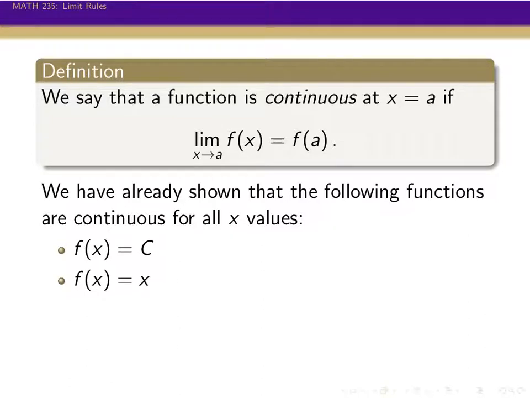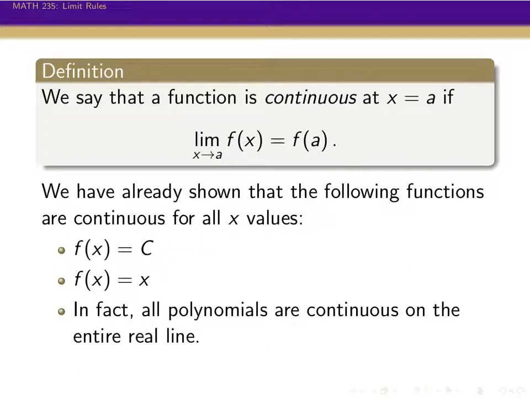f of x equals x. We showed in the last video that the limit as x goes to a of x is equal to a. And so that's the same thing as saying that it's continuous there, because the value of x at a is a. In fact, in the last video, we actually showed that all polynomials are continuous for all values a. And so any time that we have a polynomial, this is going to be continuous.